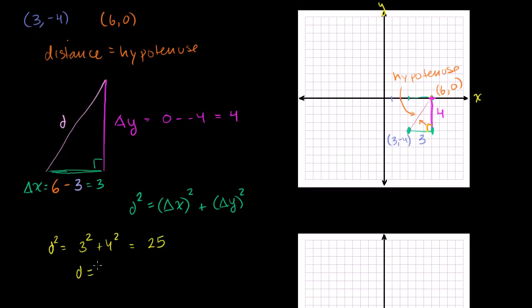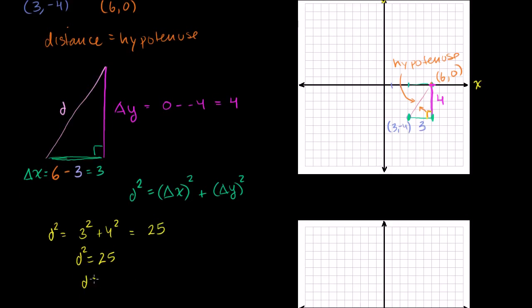So d squared is equal to 25. D, our distance, is equal to, you don't want to take the negative square root because you can't have a negative distance. So only the principal root, the positive square root of 25, which is equal to 5. So this distance right here is 5. Or if we look at this distance right here, that was the original problem. How far is this point from that point? It is 5 units away.